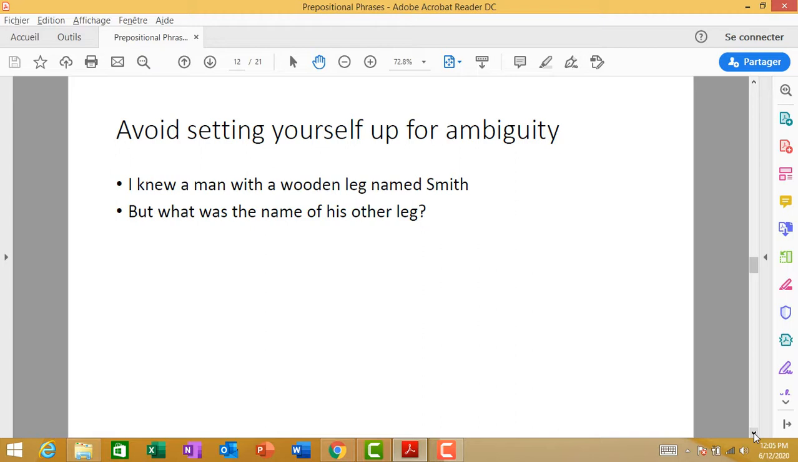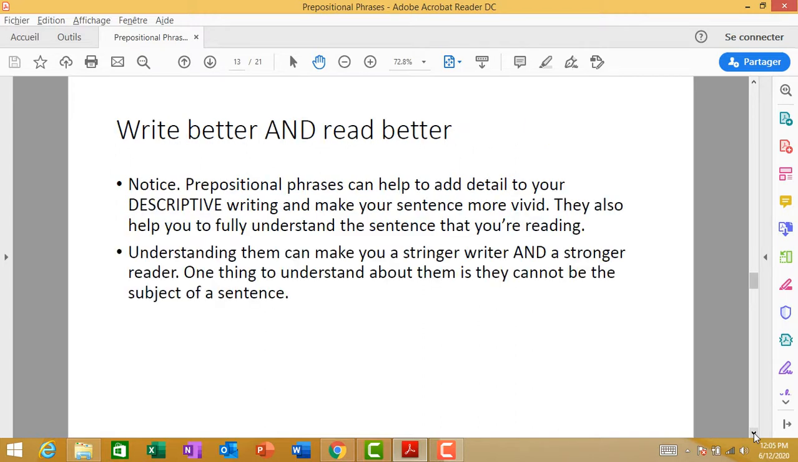So again, avoid setting yourself up for ambiguity. Try to not fall into the trap of creating confusion. Now, when we introduced the lesson today, we said that prepositional phrases can help you write better. They can help you improve in your reading and writing. So how do they do that? So let's see this little notice that I have here for you. Prepositional phrases can help you to add detail to your descriptive writing and to make your sentence more vivid.